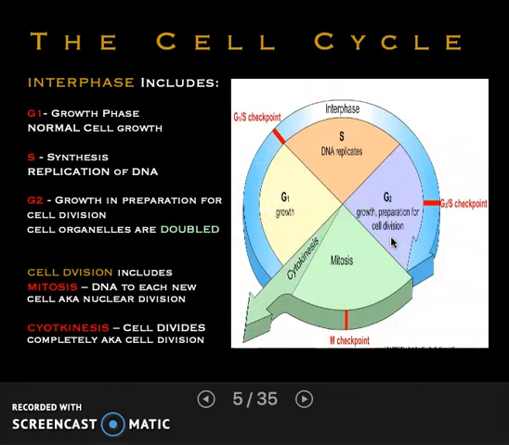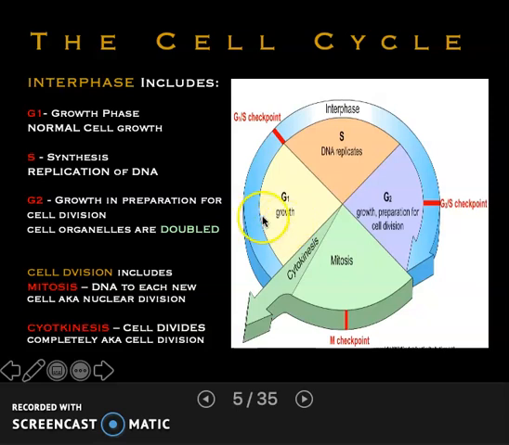So here's another diagram of the cell cycle. It's made up of these 5 phases: G1 or GAP1, S for synthesis, G2, GAP2, sometimes called growth 2, mitosis, and then cytokinesis. And there are checkpoints here that are represented by the production of specific proteins.